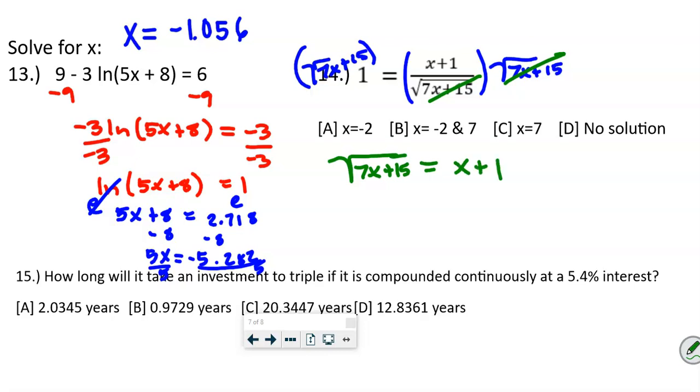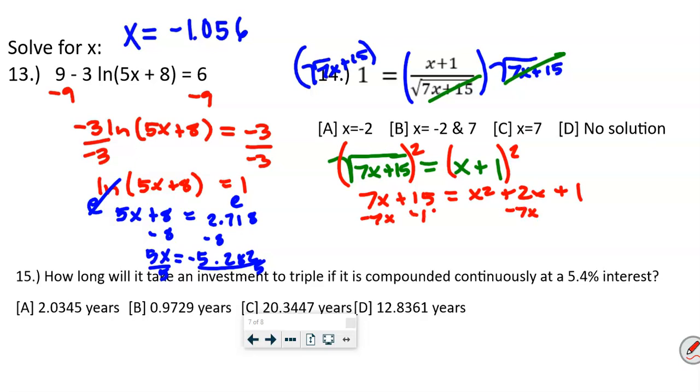So how do I get rid of a square root? Yep, we got it. We square it, right? We're going to square both of these. So that's going to give us 7x plus 15, and then when we square this, it's x squared plus 2x plus 1. Then we want to subtract that 7x, right? And we want to subtract that 15. Okay, so now this is going to give us 0 over here, and that's x squared minus 5x minus 14.